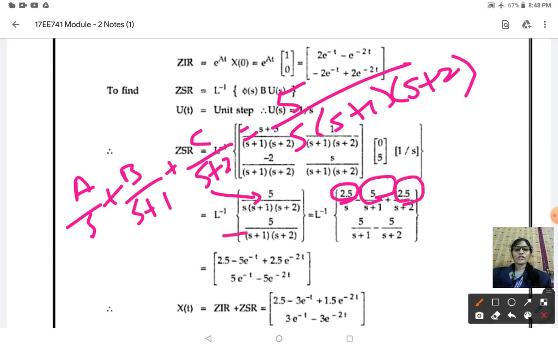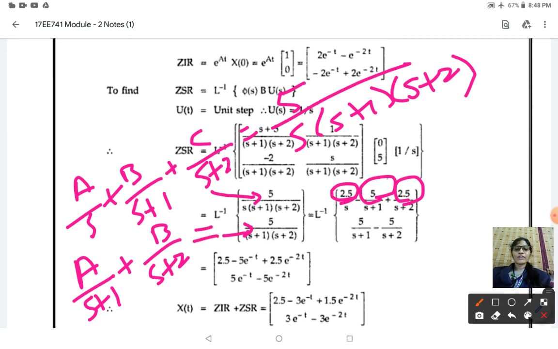Same thing for this particular element. If you reduce it using the partial fraction method, you will write A divided by s plus 1 plus B divided by s plus 2 is equal to 5 divided by (s plus 1) into (s plus 2). When you solve by using the partial fraction method, the value of A obtained is 5 and the value of B obtained is minus 5. And when you take the Laplace inverse, you will get this particular equation.